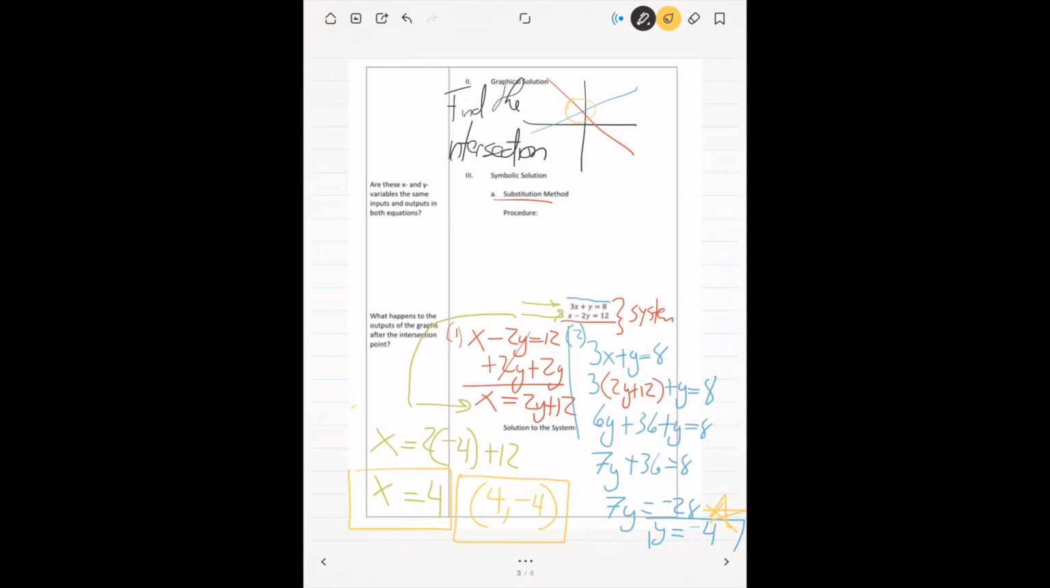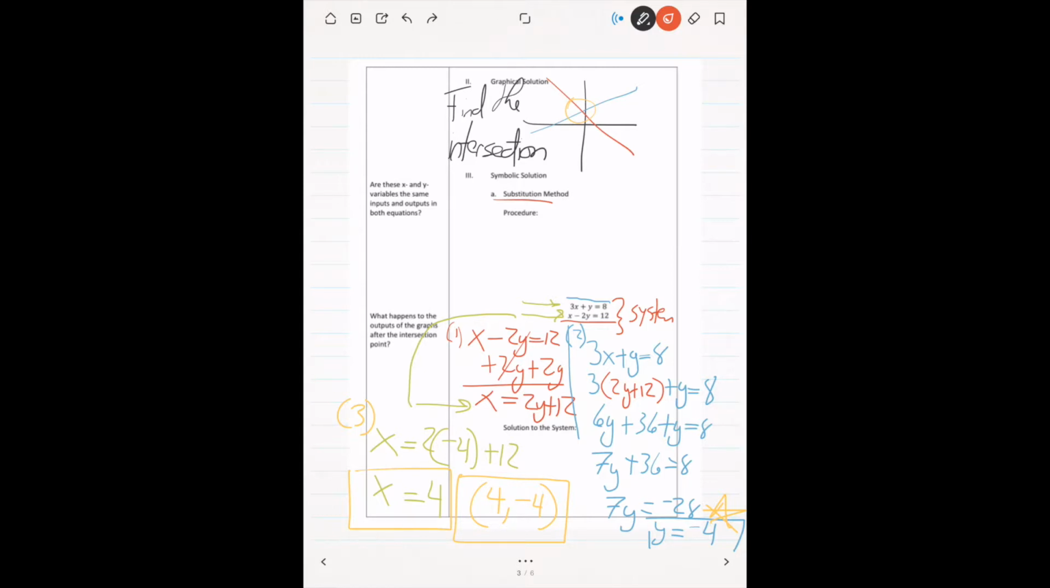The big idea here is that in this process, my ultimate goal is to get to right here. I want to write an equation that just has one variable in it. If I had 2 variables, I can't solve that. I need to get it to one variable.